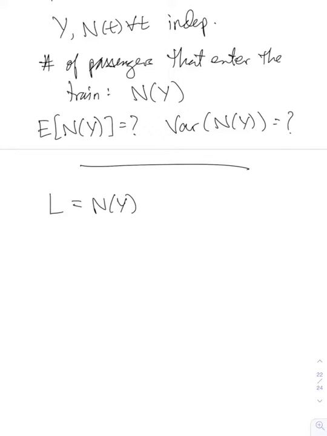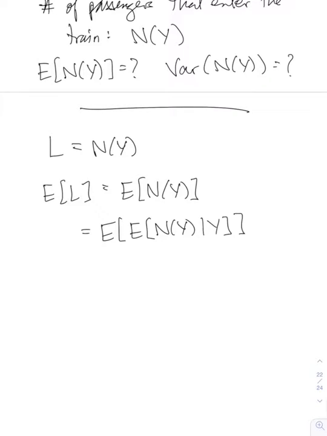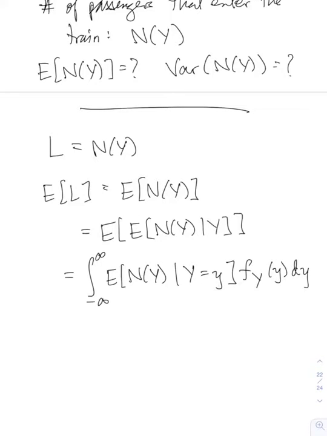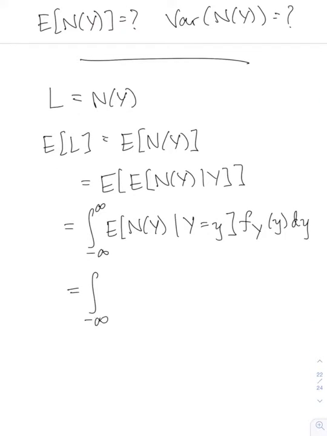Okay, L. What is the expected value of L? Well, the expected value of L is the expected value of N of Y, and I can condition on the inside by capital Y. Capital Y is uniform, so it's continuous. So I can write that as the integral, negative infinity to infinity, of the expected value of N of Y, given that Y equals little y, times the density of capital Y. Capital Y is uniform 0 to capital T. So I'm just going to be integrating from 0 to capital T, and the density on that interval is 1 over T.